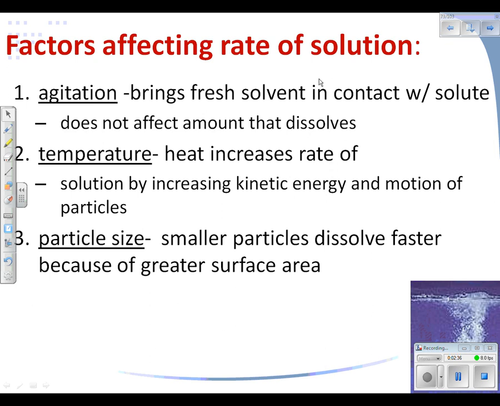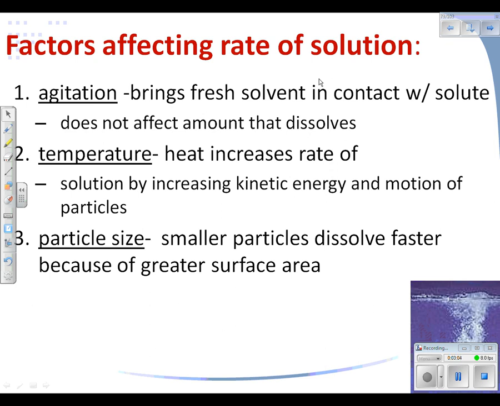One of them is agitation, and agitation just means that you're moving it around. You might shake it or stir it, but it brings fresh solvent into contact with the solute. It doesn't affect the amount that will dissolve, it just makes it dissolve quicker. This is why we stir our iced tea when we put sugar in it, so that we can get that agitation and bring fresh solvent into contact with the solute.